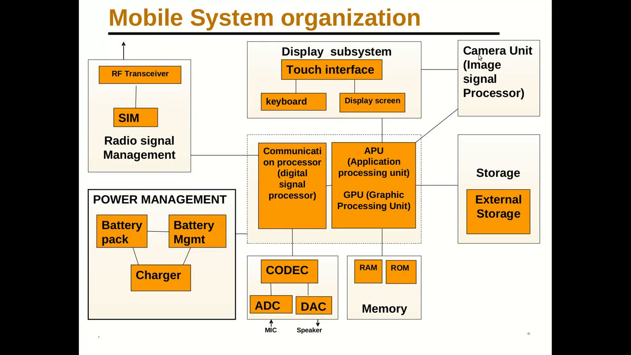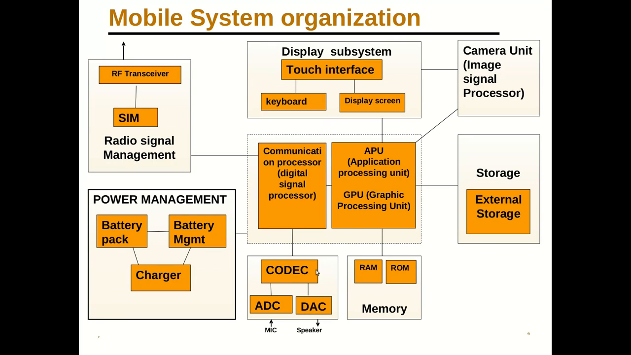Another basic and main unit is called the camera unit, image signal processor. It is responsible for grabbing pictures or videos within the system. Another one is the storage device. This is called external storage, which facilitates us to store data within your mobile system.